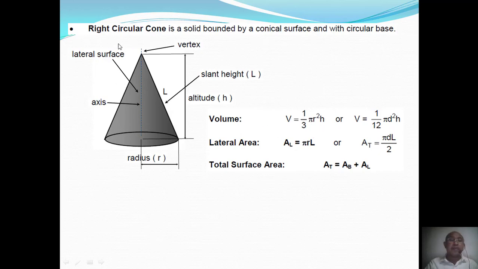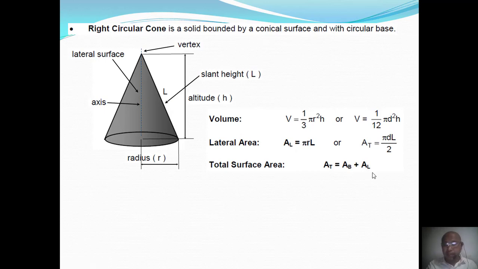By the way, the formulas for the cone and the pyramid are also the same. So notice, the volume of the pyramid is 1/3 area of the base times height. Here, 1/3 pi r squared h, because the area of the circular base here is pi r squared. Or that is 1/12 pi d squared h. Lateral area, pi rl, or pi dl over 2. Then total surface area, area of the base plus the lateral surface.